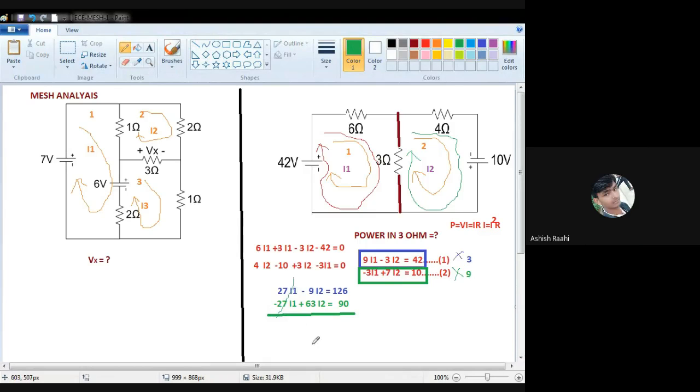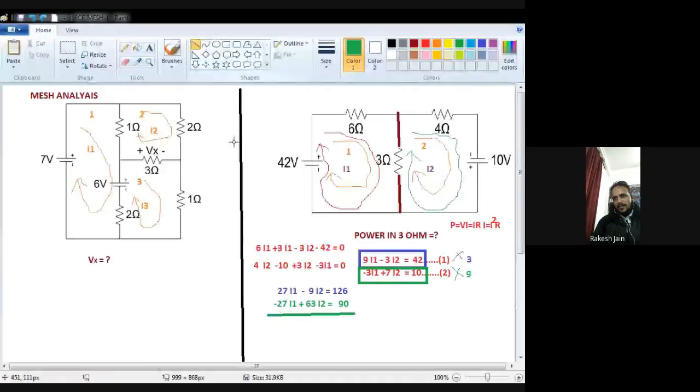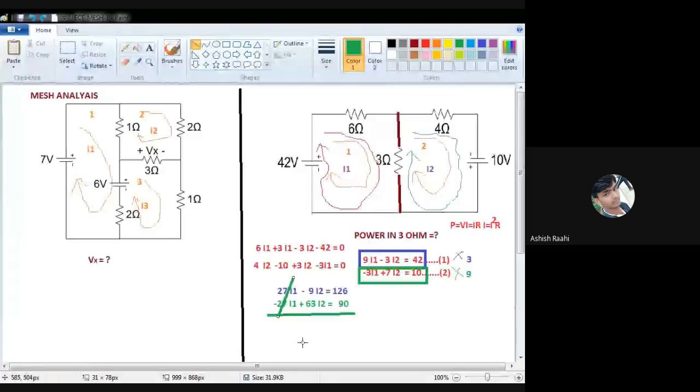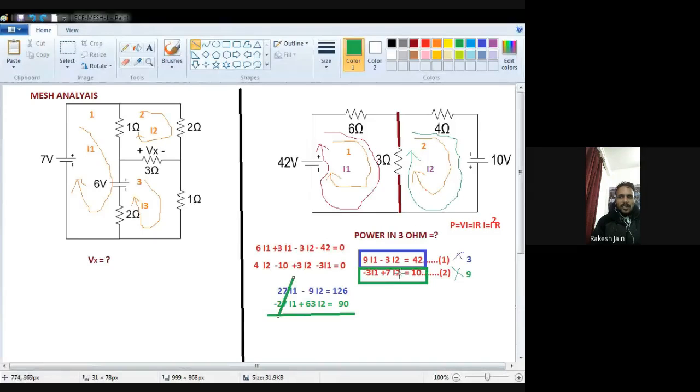Sir, kindly wait. Yes, tell me. Sir, why will we multiply by 3 only? No, because the second equation consists of 3 and 7. So if we multiply by 3, then I1 and I1 will cancel out, because 9 multiplied by 3 is 27. And because you use 3, the second equation will be multiplied by 9. Either use the coefficient of I1 to multiply the whole equation, or use the coefficient of I2 to multiply the whole equation.